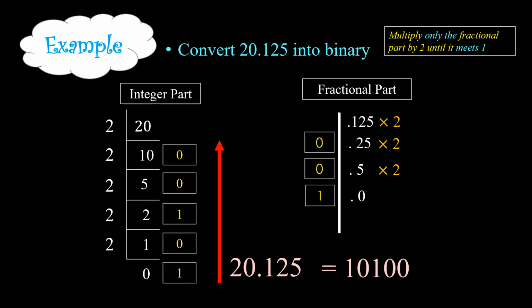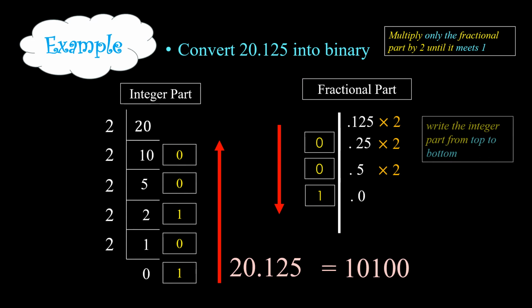1.0. And now you have to write the integer parts that you gain from top to bottom. You have to write the integer parts from top to bottom, not from bottom to top. And when you convert it into binary and write the answer, you get 20.125 equals 10100.001 in binary.